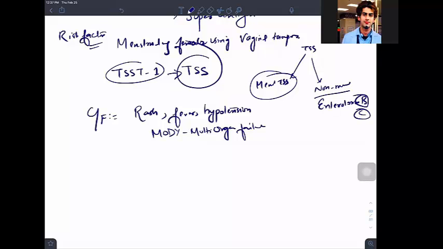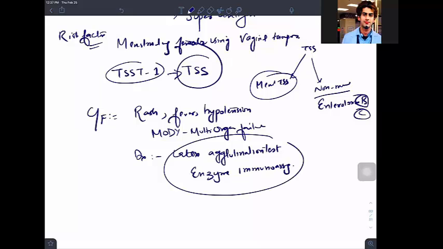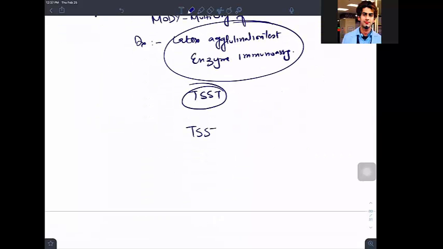There is a test known as the latex agglutination test, or you can use an enzyme immunoassay. What will you be checking by this test? You want to see the toxin TSST. Now if you want to check the genes of TSST, there is a gene 1 and gene 2, so you can detect it by PCR. You remember PCR.